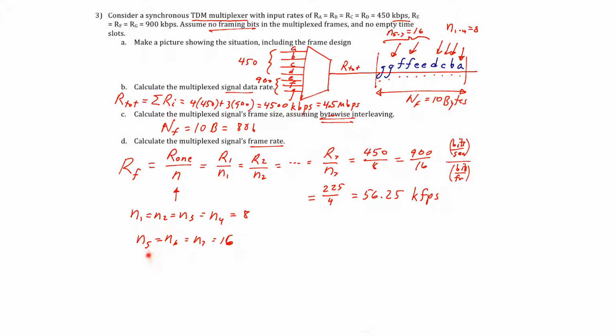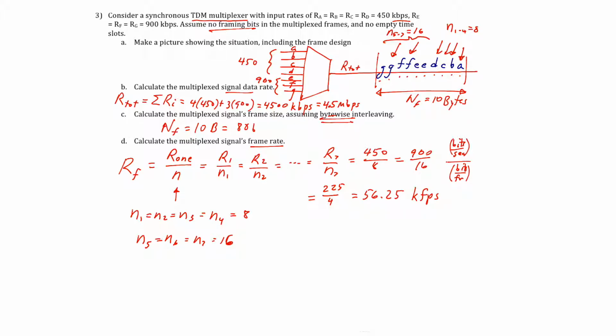And what we must have is a consistent value for the frame rate. It must equal the rate of input 1 divided by the number of bits in the frame from input 1. It must also equal the rate of input 2 divided by the number of bits from input 2 in the frame. And for n equals 1, 2, 3, and 4, we have 450 divided by 8. For n is 5, 6, and 7, we have 900 divided by 16. And so, of course, these two are equal, and it yields 56.25 kiloframes per second.